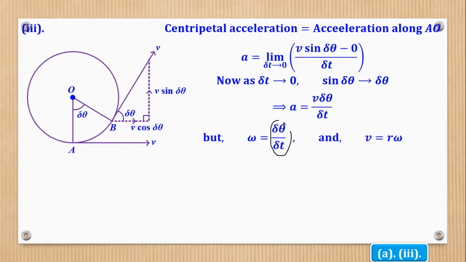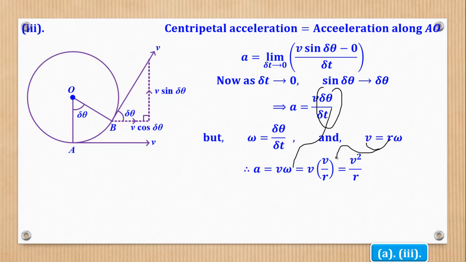But this is equal to angular velocity from the definition we saw in Roman 1. And we know that V is equal to R omega. Therefore, we shall substitute for this, which is there, and also for omega, because here omega is V over R, which is this. So in the end, we come up with V squared over R.